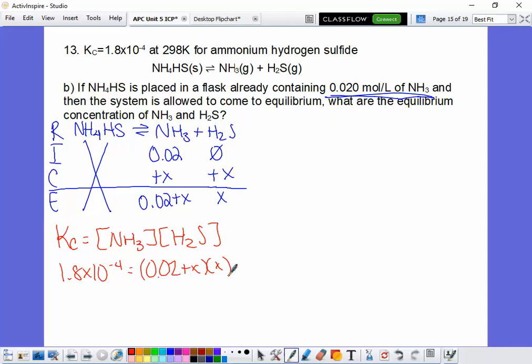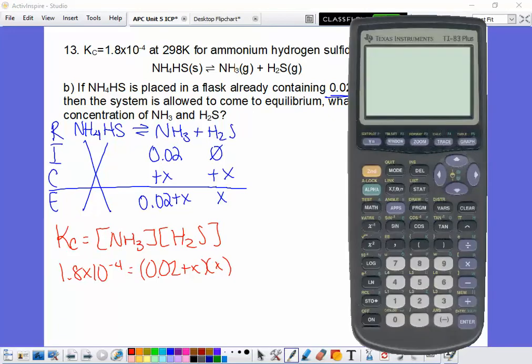But unfortunately, we now have another quadratic. So we're going to have to go back to our calculator, go back to our equations, graph both sides, find where they intersect. Second trace, 5, enter, enter, enter, enter, there we go. And you should get 0.0067 as your x.